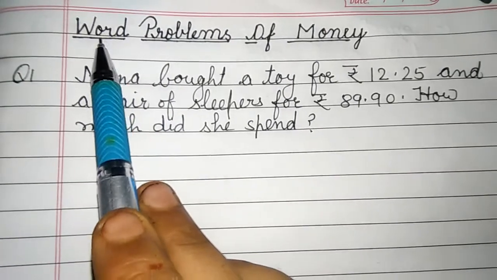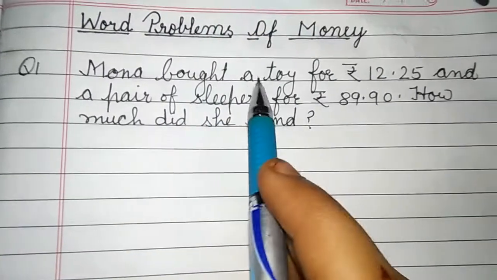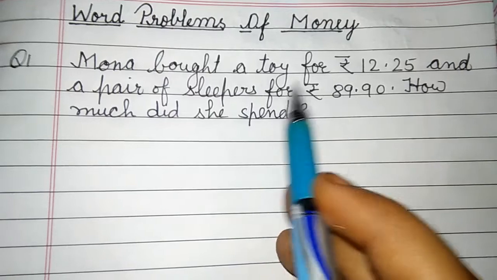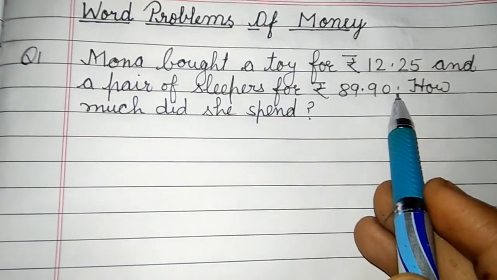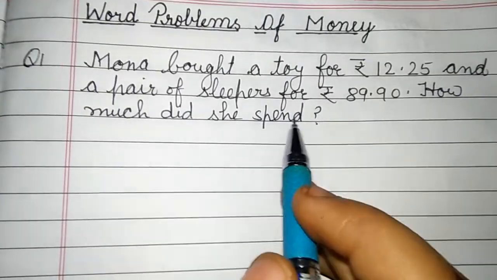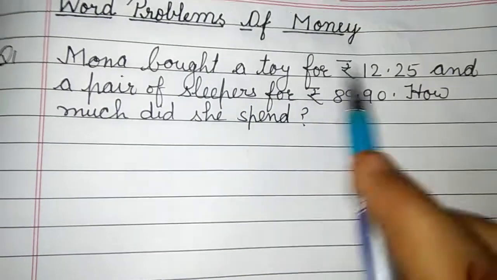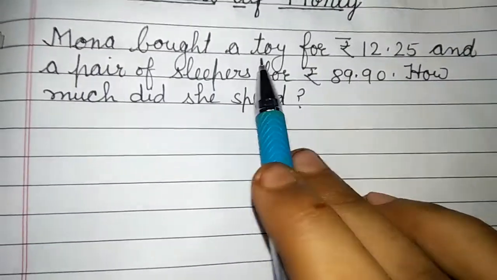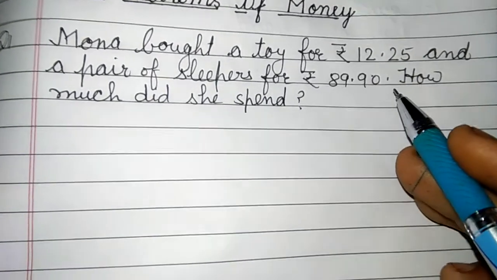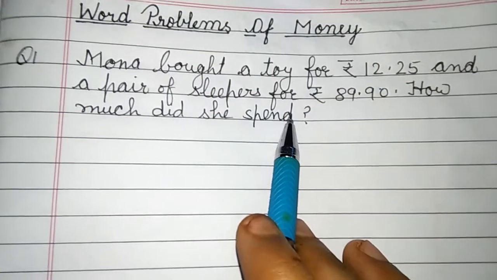Next topic is word problem of money. Question is: Mona bought a toy for rupees 12.25 and a pair of slippers for rupees 89.90. How much did she spend? In this question, first of all, we have to see how much money Mona spent on the toy and how much on slippers. After that, we have to add both these amounts and see how much money Mona spent.